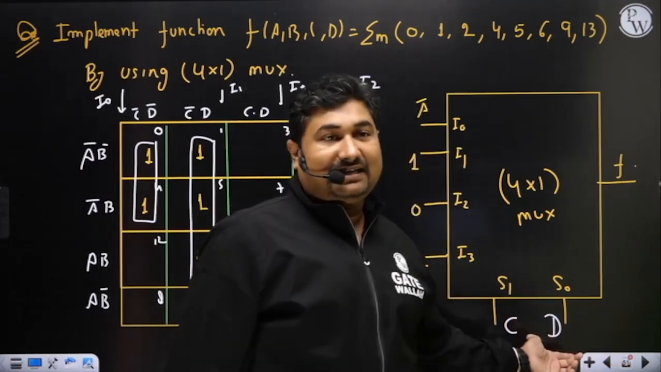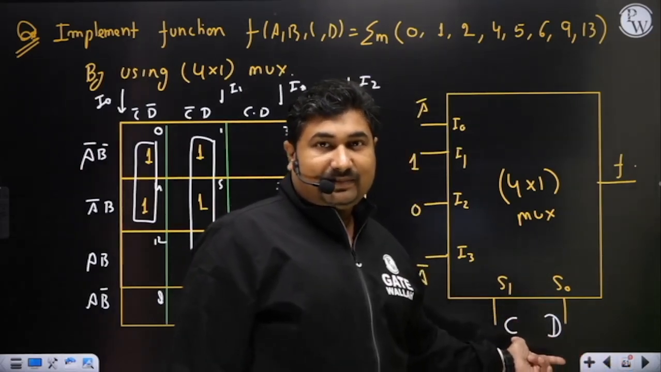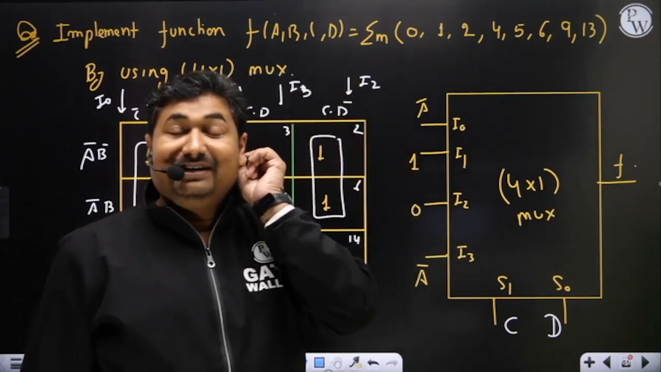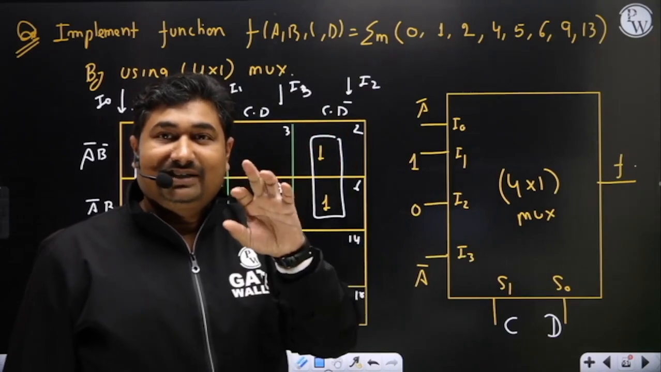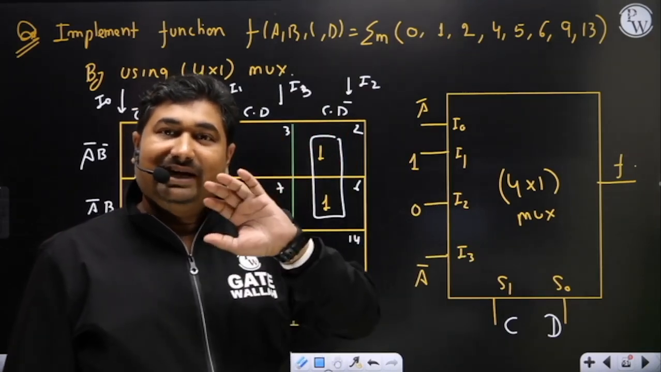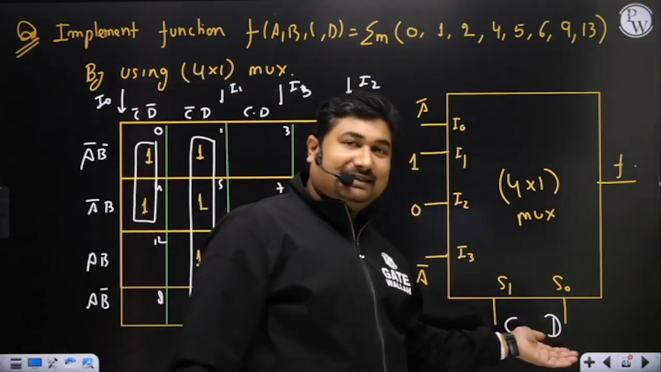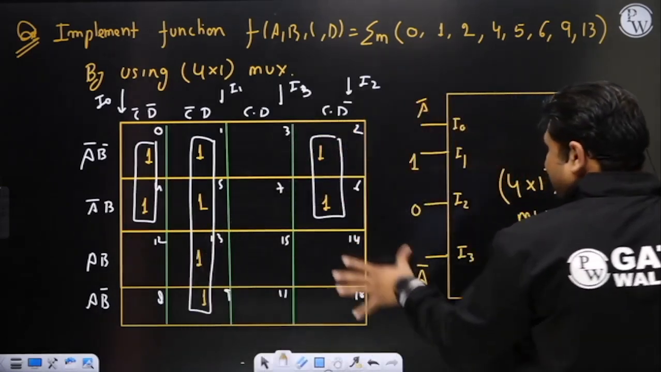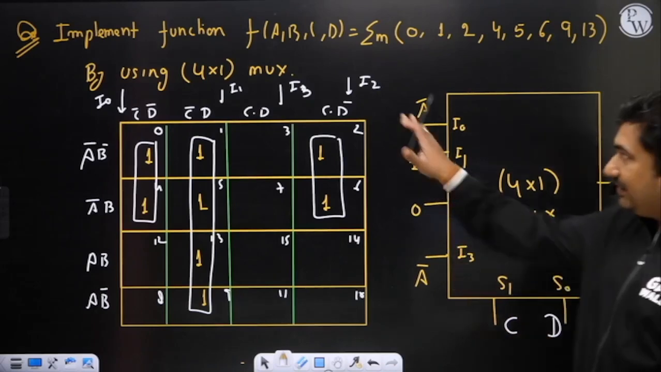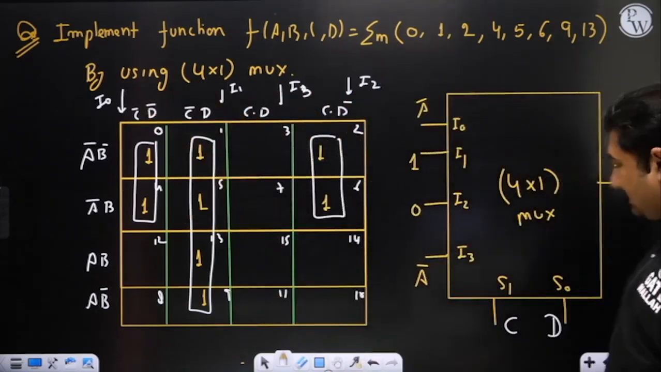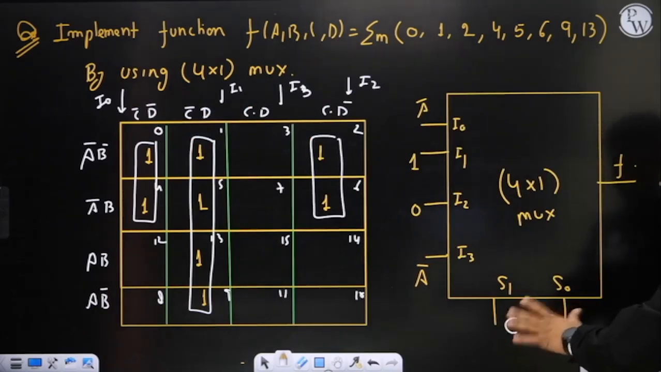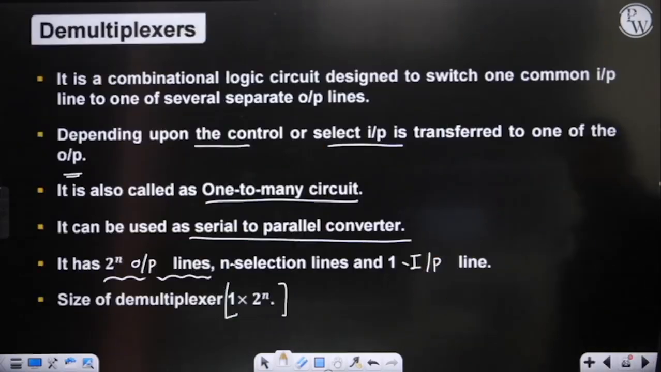C and D are onto the select line. Actually, the classes are so long, around 3.5 hours, so after 2 hours my mind makes such mistakes. Thank you. It is C, D. Kindly correct it. The rest of the things are absolutely okay. Even I have represented it here also. This is just C, D. The representation I made was wrong, so kindly correct it. All the other things are okay.